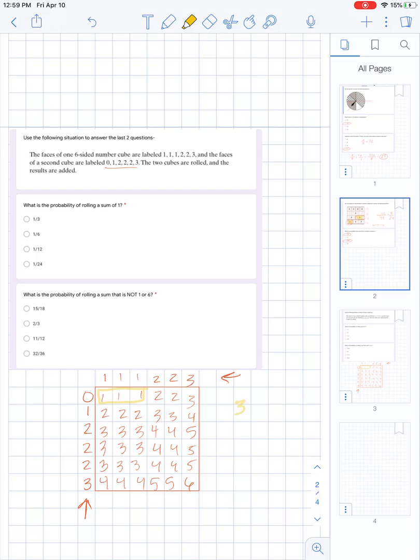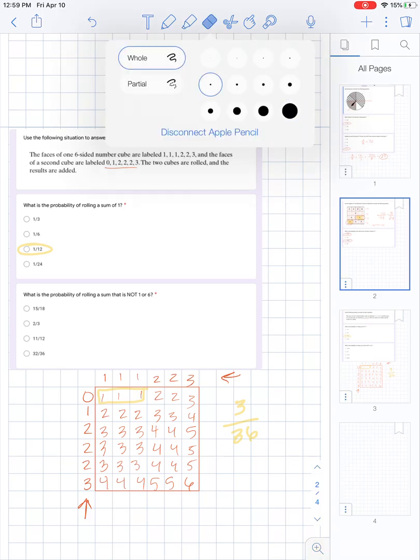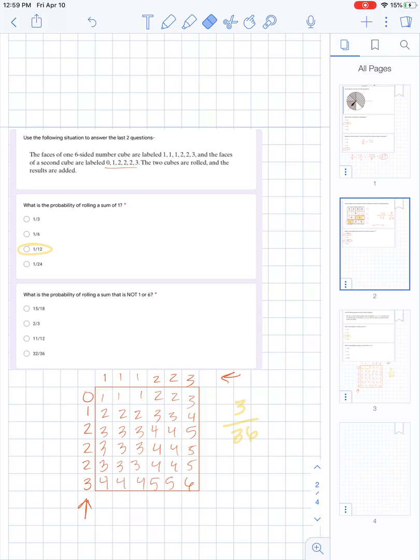There are 3 times that could happen. And how many are there altogether? Well, if there are 6 options over here and 6 options over here, 6 times 6 is 36. So 3/36, if we simplify that, 1/12 is our answer. And now, let's see if I can make my eraser small enough not to mess this whole thing up. There we go.